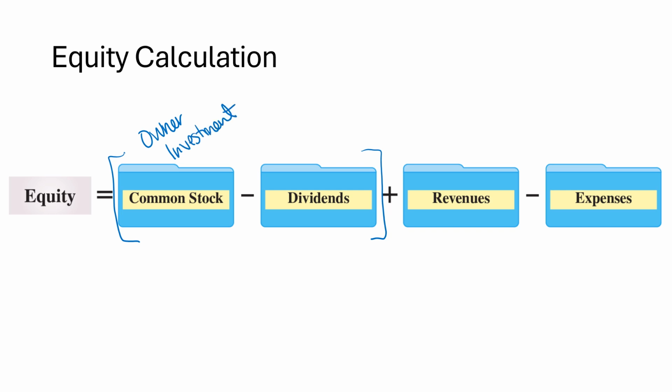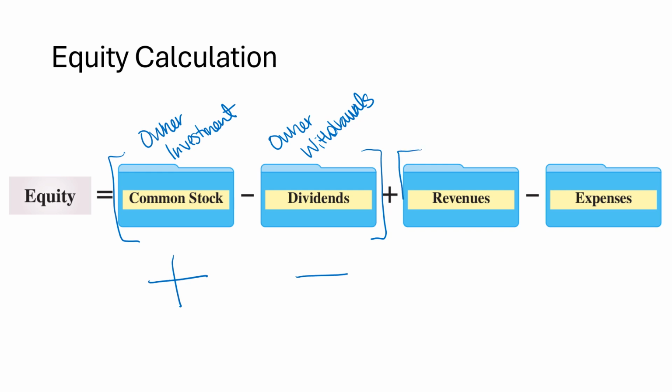Dividends are basically the same thing as owner withdrawals. So anytime the owner or owners put money into the business, that increases equity. Anytime money is distributed out to owner or owners, that decreases equity. So that's the owner portion of how equity is calculated.